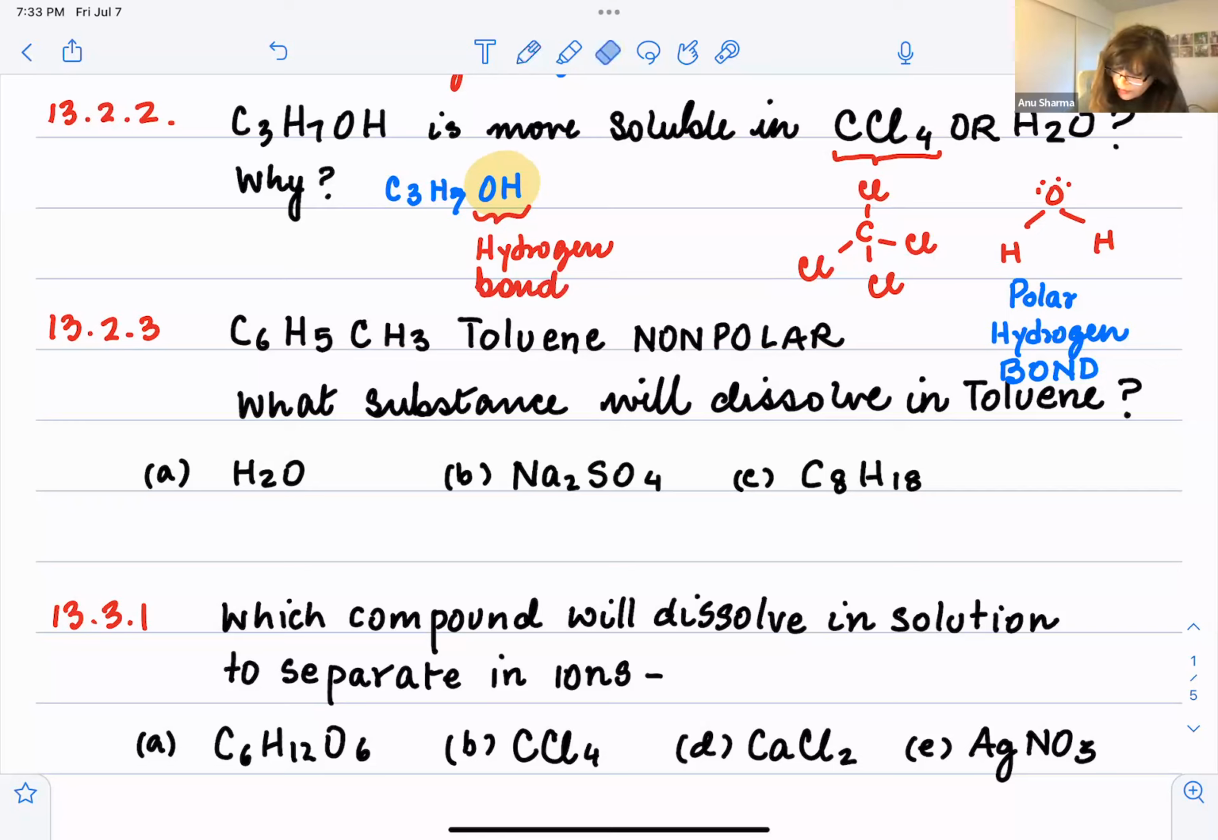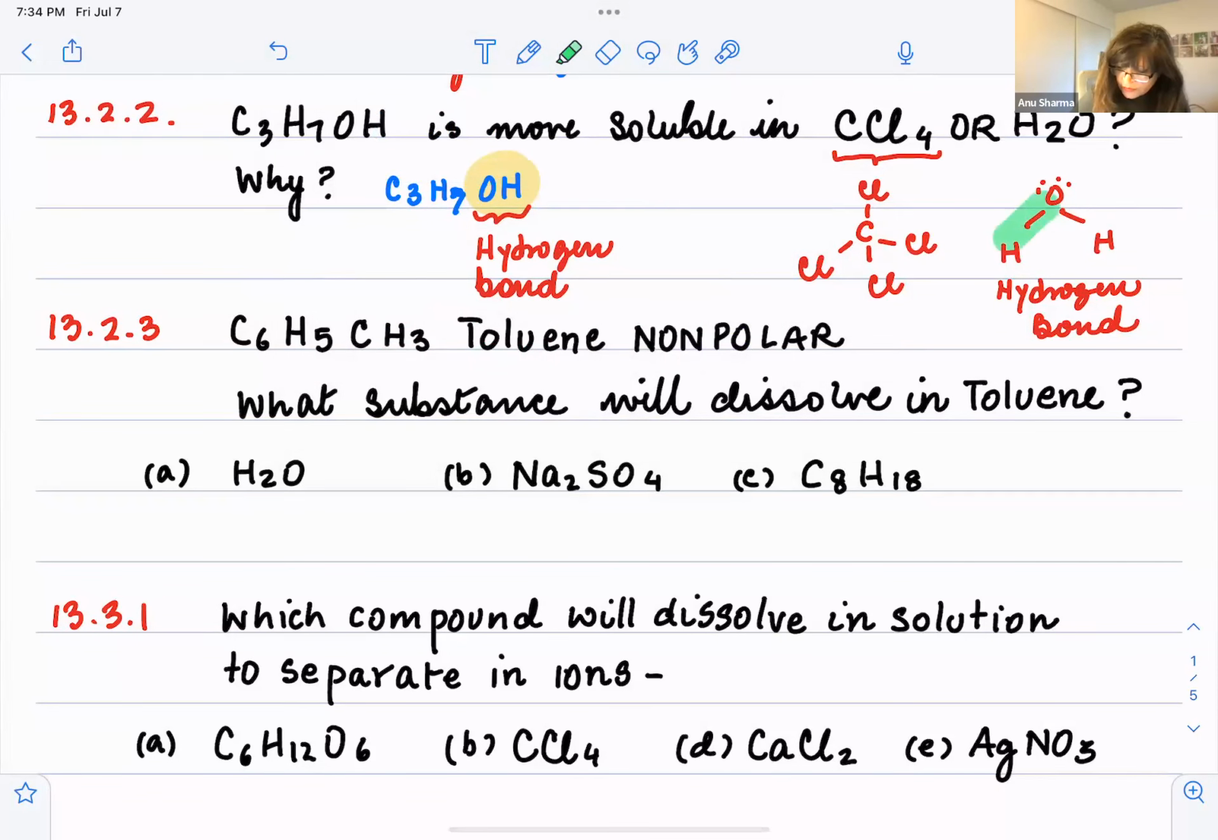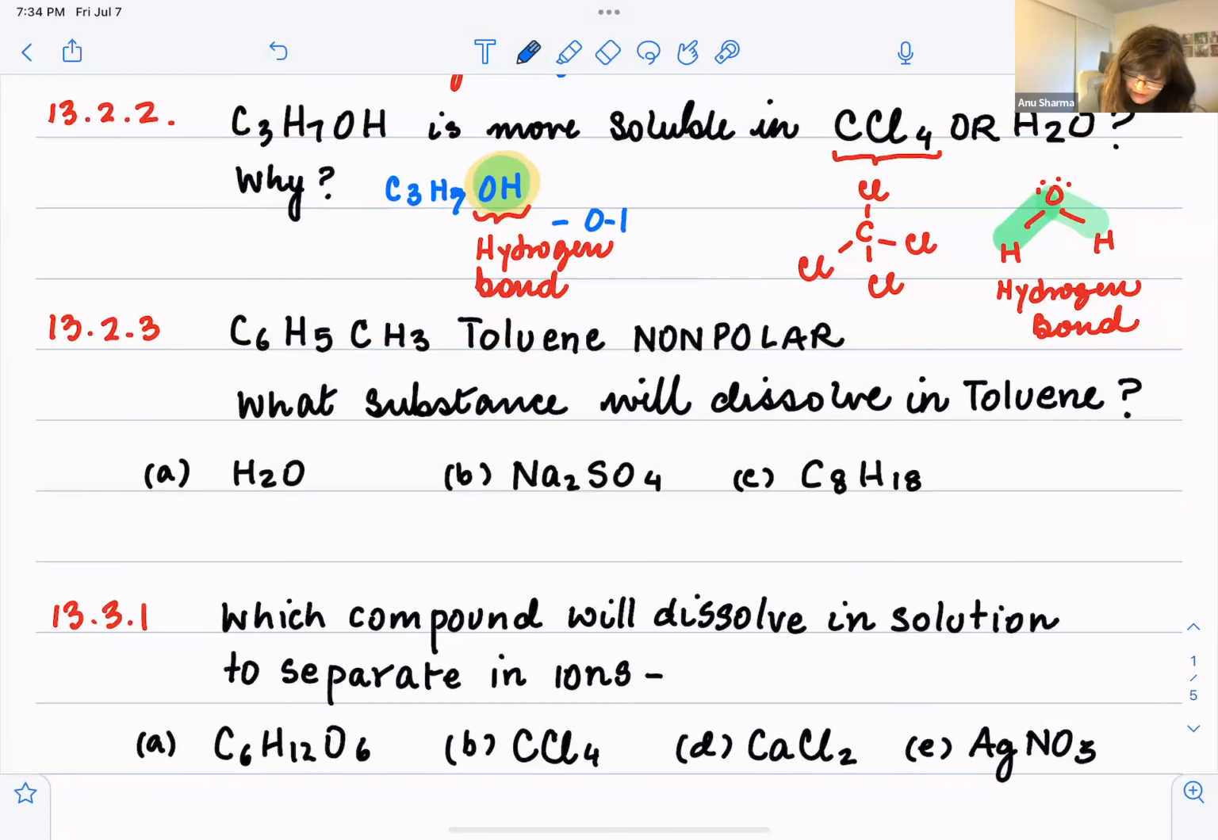So both of them are polar. Let's put it here. Water will also have hydrogen bonding. And why is there hydrogen bonding in water? Because of the presence of the OH group. And here you have this OH. Because of the presence of OH here too, there is hydrogen bonding. So learn about hydrogen bonding in the intermolecular forces chapter. We did that earlier, so you should know that.